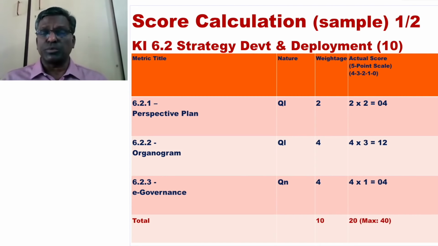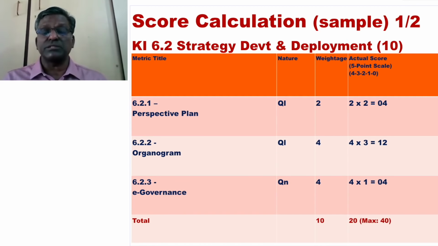For 6.2.1, an institution, let us say, has prepared the perspective plan. It is okay, there is nothing great about it, there is nothing extraordinary about it, so it is only average. They get 2. So 2 into 2, the score they have got with reference to 6.2.1 is 4.